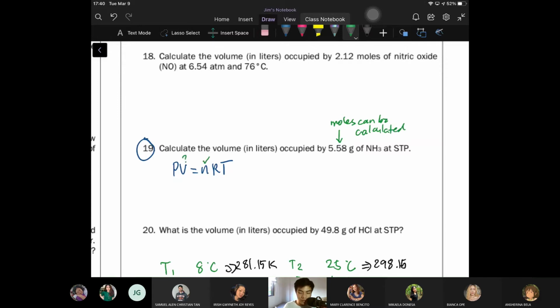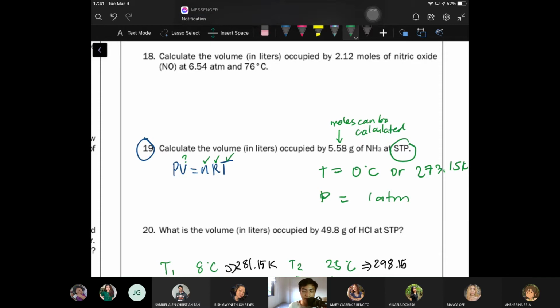So hinahanap yung volume, yung gas constant, kabisado na natin yan. Okay? How about the pressure and temperature? Alam ba natin sila? Yes. Sabi kasi STP. Ano uli meaning ng STP? Standard temperature and pressure. Okay? So standard temperature is 0 degrees Celsius or 273.15 Kelvin. And the standard pressure is 1 atm. Okay, so we already know temperature and pressure. So since we have one unknown variable, we can solve for this problem.